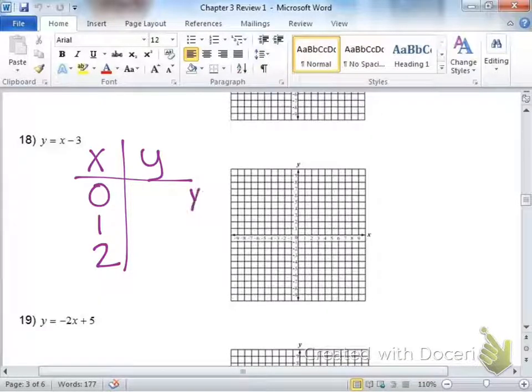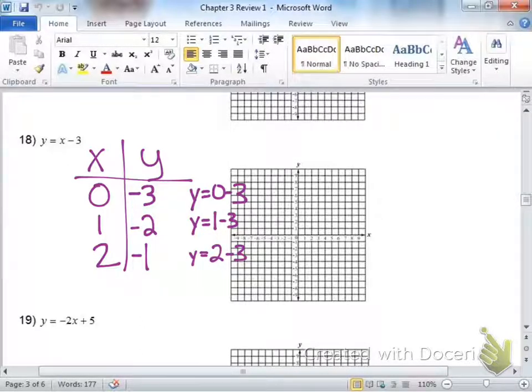So the math I need to do is 0 minus 3. What is 0 minus 3? Negative 3. So when x is 0, y is negative 3. Next, I need to take the x out and put a 1. What's 1 minus 3? Negative 2. So when x is 1, y is negative 2. And finally, one last time, take the x out, put a 2 in. What's 2 minus 3? Negative 1. Those are my 3 ordered pairs.